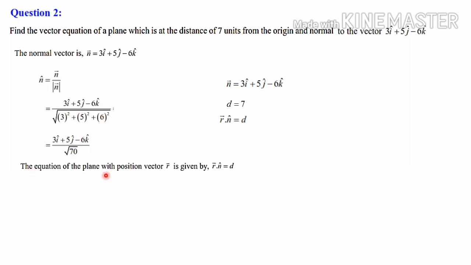So the equation of the plane with position vector r is given by vector r dot n cap is equal to d. This is a vector form because it is asked to write the vector equation. Let's substitute it. That is vector r. R is the general vector, so let it be there. R dot 3i cap plus 5j cap minus 6k cap divided by root 70, that is our n cap, is equal to d. The distance we have already written here, that is equal to 7. So this is the vector equation of the plane.